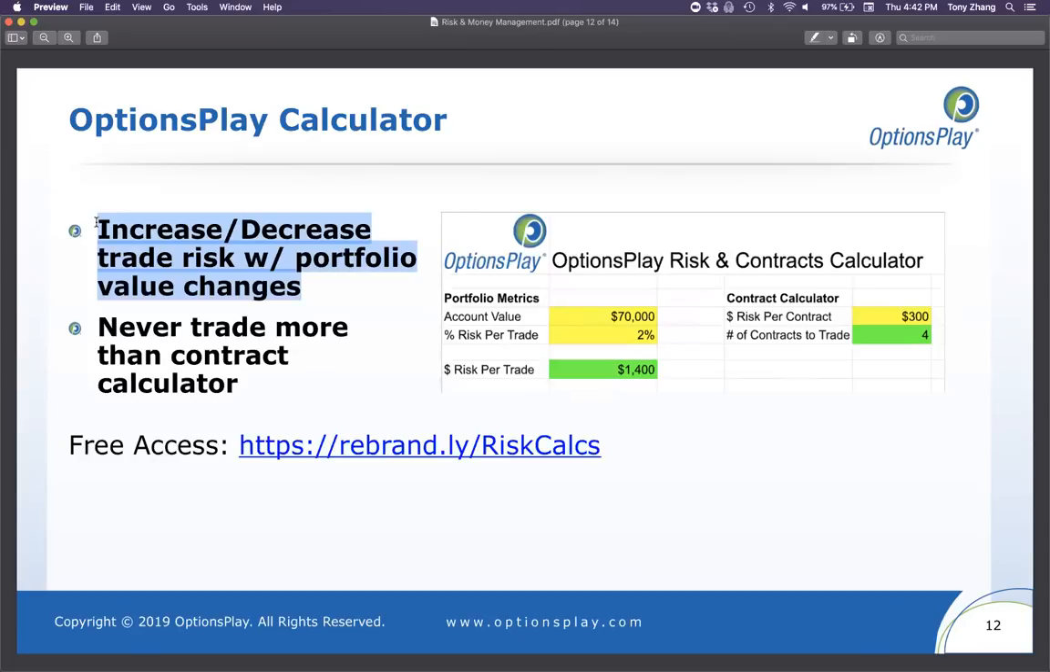No matter how profitable your strategy might be, you want to make sure that you think about the profitability of your strategy in the long run. That means over hundreds of trades, not over a sample of 10 or 20 trades. It's simply not a large enough sample size to say, is this trend going to continue? If that trend continues over hundreds of trades, then you may want to evaluate how much you're risking per trade. But for the most part, you only want to increase the number of contracts and the dollar amount you're risking based on the growth of your portfolio. And you never want to trade more than the contract calculator tells you.